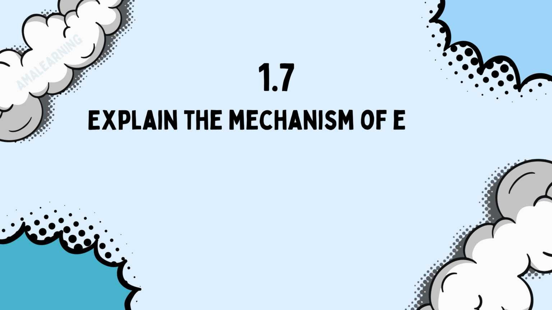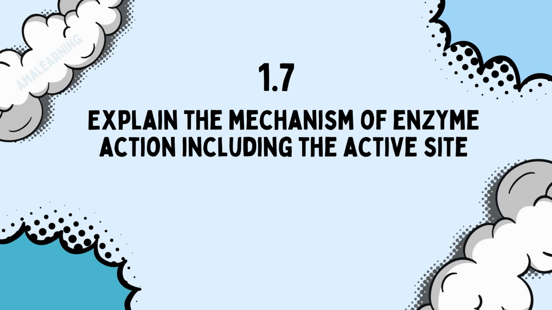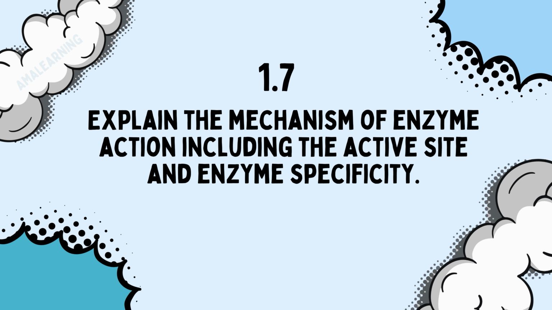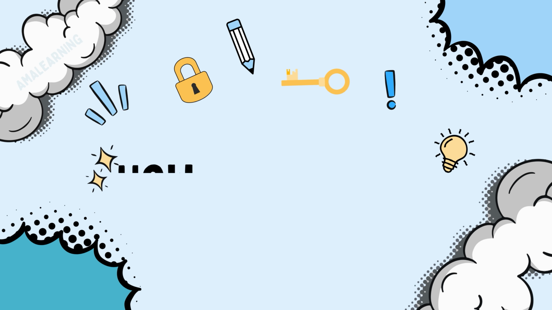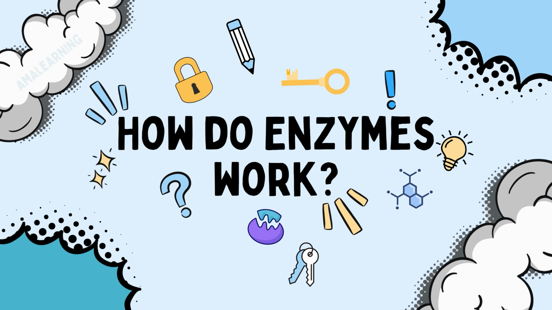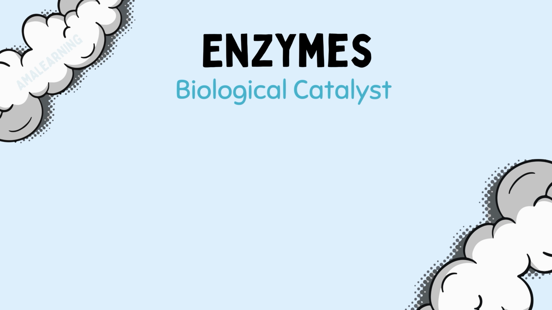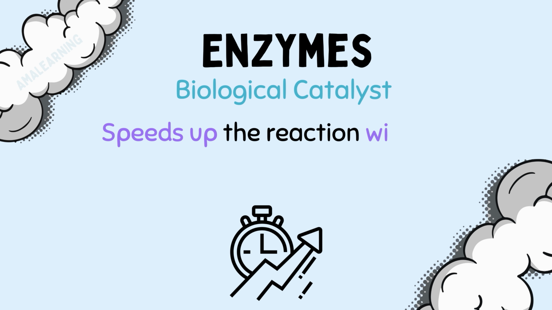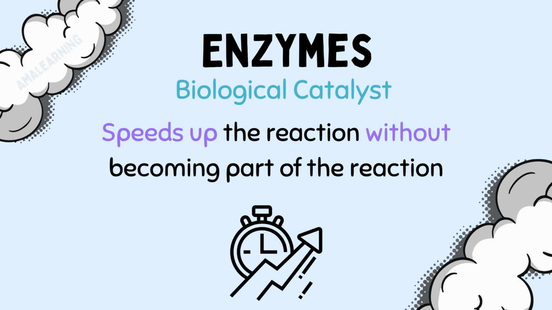Specification point 1.7: Explain the mechanism of enzyme action, including the active site and enzyme specificity. To successfully answer any GCSE question linked to this specification point, you will need to know what an enzyme is and how it works. Enzymes are biological catalysts. A catalyst speeds up a reaction without becoming part of the reaction. You will learn more about this in chemistry.